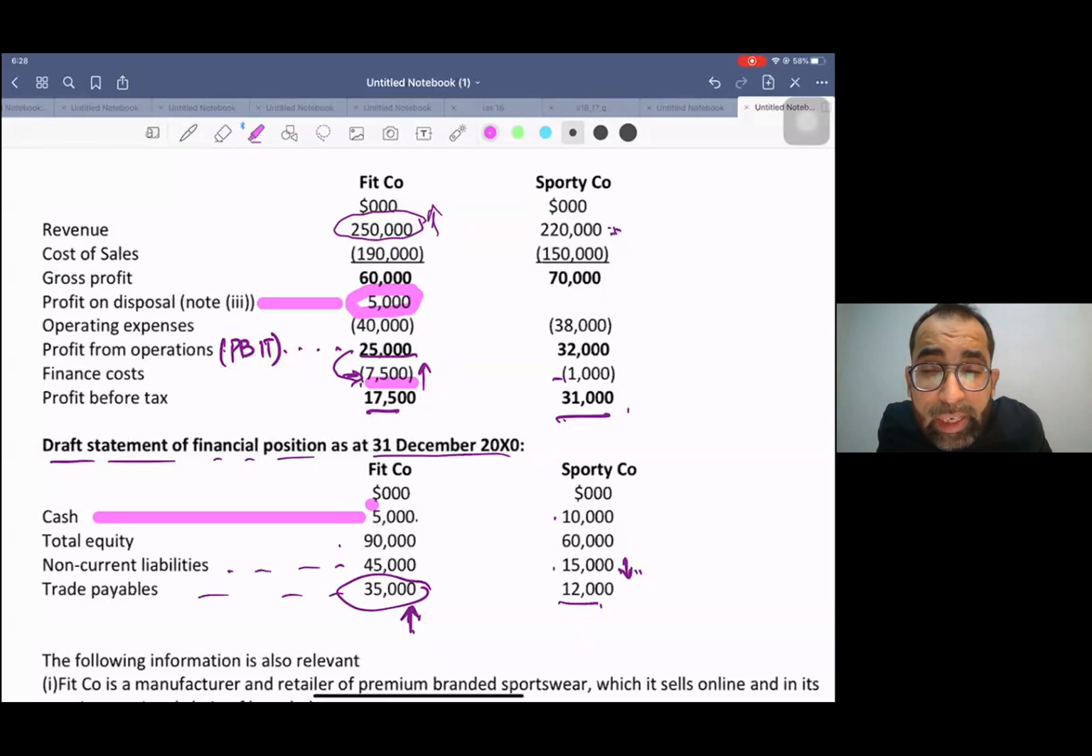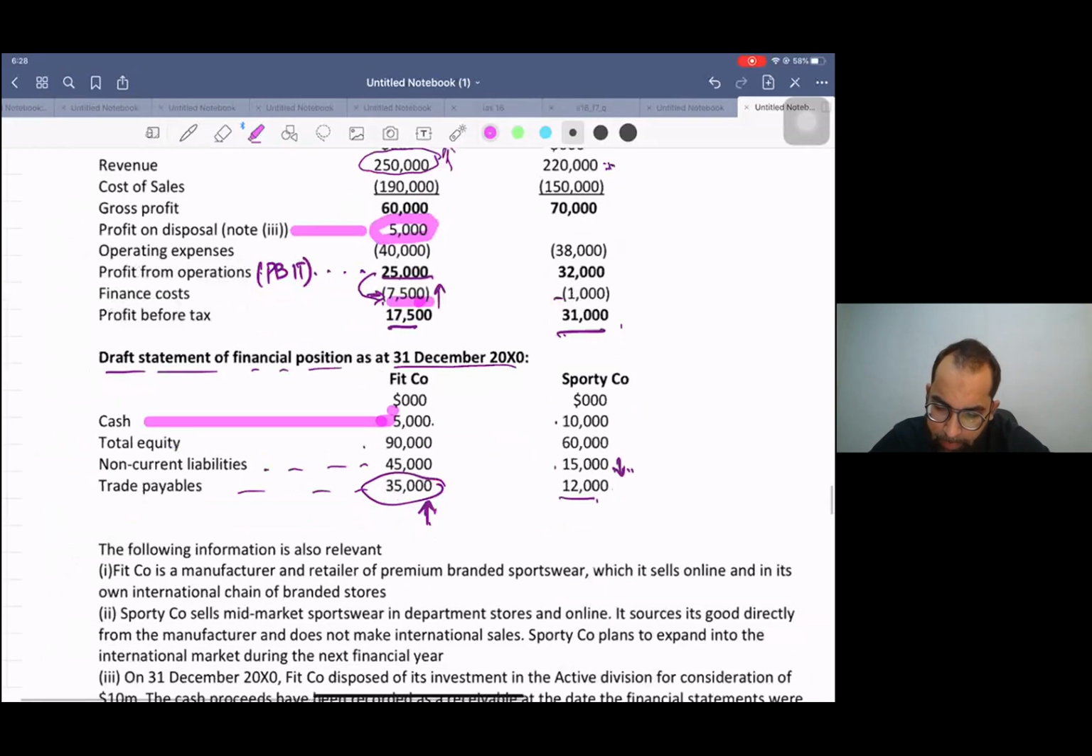But when it comes to cash, you have to pay the finance cost or interest expense in the form of cash. Your finance cost is 7,500, but your cash is only 5,000. So you don't have enough cash to settle this finance cost. So in the long term, you will have more problems. This thing you can connect. Okay. Now let's read the question.